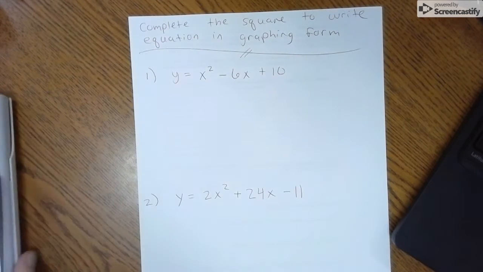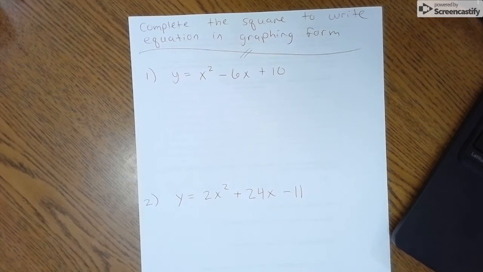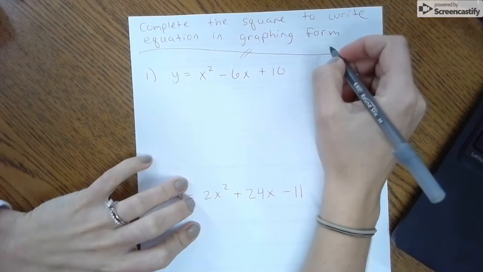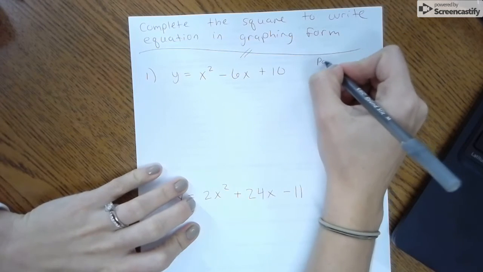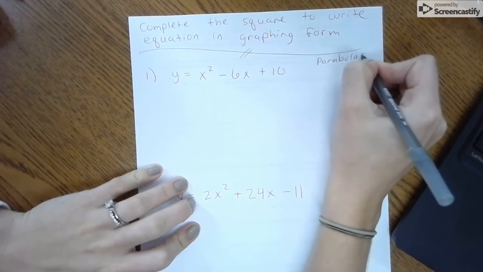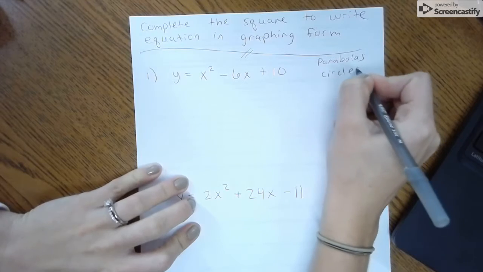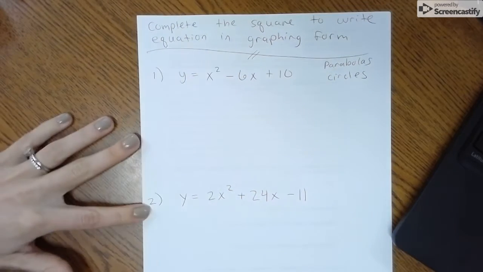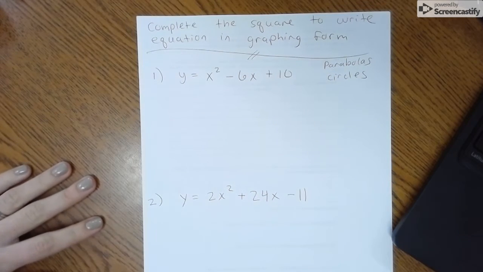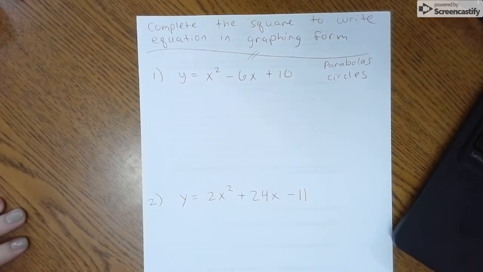Hey you guys, this video is going to be on completing the square to write an equation in graphing form, and the two functions that we have worked with in doing this have been parabolas and then circles. So I'm going to do two examples of each. So 1 and 2 are examples with parabolas, and then 3 and 4 will be examples with circles.